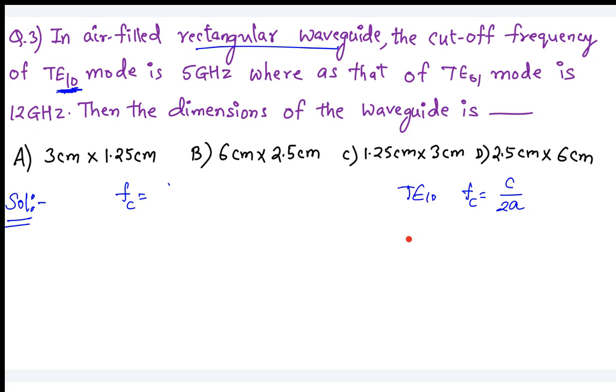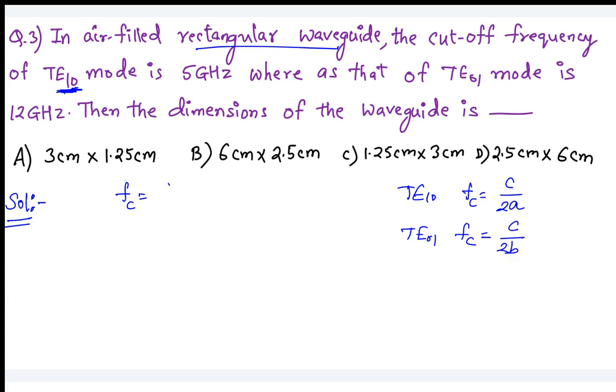Straight away? For 01 it is 12, sir. No, the cutoff frequency formula. The same thing; you compare with the parallel plate waveguide. In a parallel plate waveguide, 2b. Good, correct. It should be c by 2b.